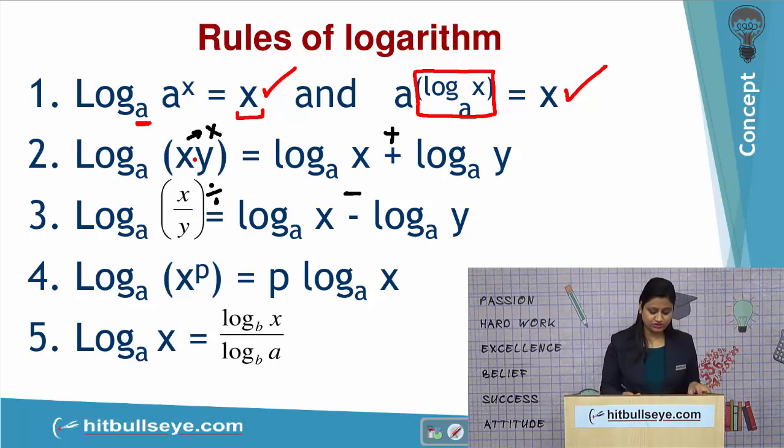Now coming to the next rule, we call it the power rule. Log x raised to power p with base a will become p log x with base a. Power will come in front of log.